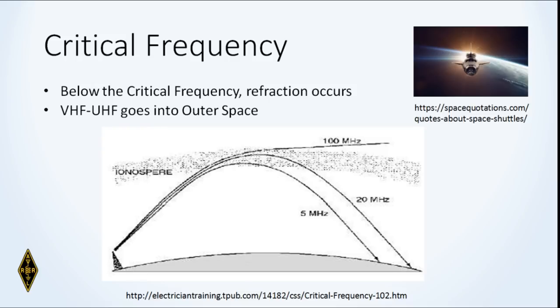So there is something called the critical frequency. Below this frequency, radio waves will be refracted back down to the Earth. But above the critical frequency, radio waves will just keep going out into space. They might be refracted back a little bit, like that 100 megahertz signal you're seeing there, but it still won't come back to the Earth.